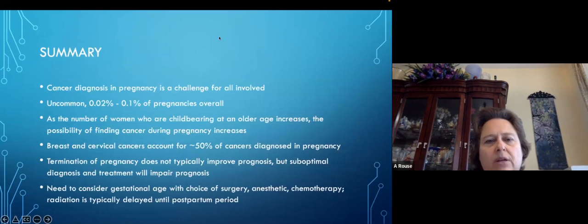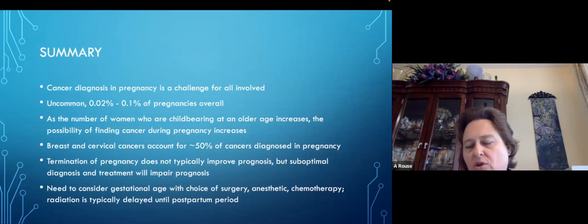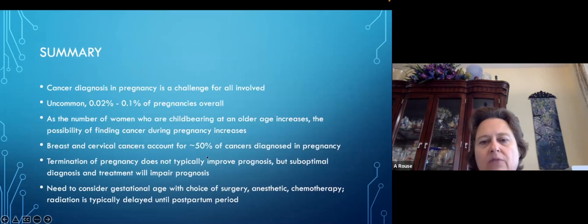So in summary, cancer is obviously a challenge when there's a pregnancy involved. It's uncommon, thankfully, but as our patients are aging and also have more comorbidities and more lifestyle choices that increase their risk for cancers across the board, that's not very helpful. 50% of cancers diagnosed in pregnancy are going to be your breast and cervical cancers. And for many of these things, termination of pregnancy does not typically improve the prognosis, but if you're not doing the appropriate diagnosis and treatment, that of course will impact your prognosis, pregnancy or not.